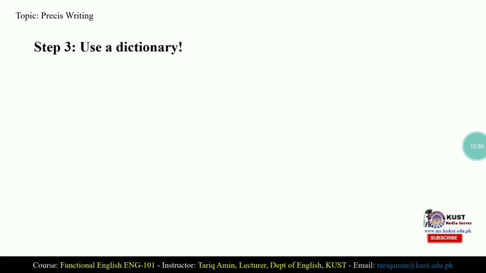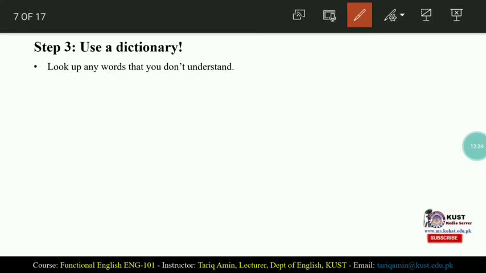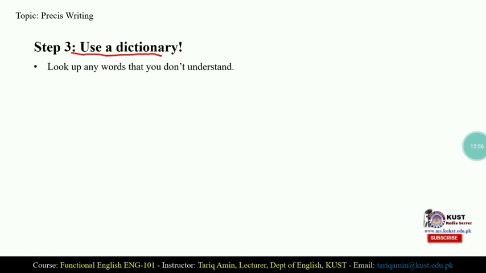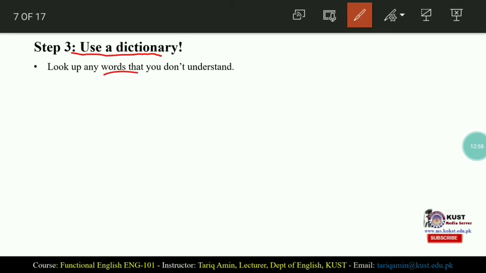The third step is use a dictionary. Always carry a dictionary with you when you read a text, because when you read a text for the first time, you will come across different difficult words. You would not be able to know their meaning, and you would not be able to guess their meanings either. So it's better to have a dictionary when you read a text. Look up any words that you don't understand. You should look up all the words in the dictionary that you don't understand.